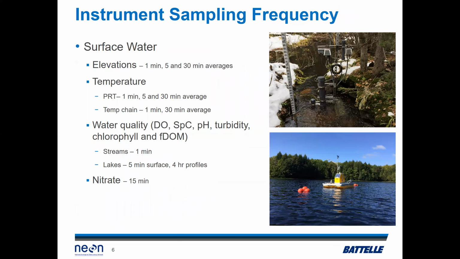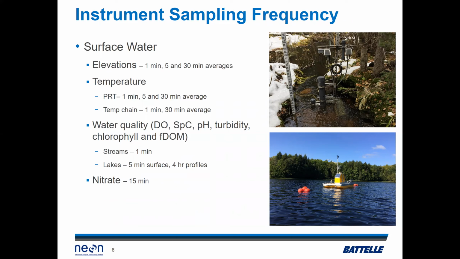Here's a little bit about instrument sampling frequencies. For our aquatic instruments, you can see that the sampling frequency for most of them is quite high, usually between 1 and 5 minute intervals. We also provide average data to reduce sensor noise. You can see here are values for surface waters, elevation measured at 1 minute, 5 and 30 minute averages, temperature also measured at 1 minute, and then 5 and 30 minute averages.